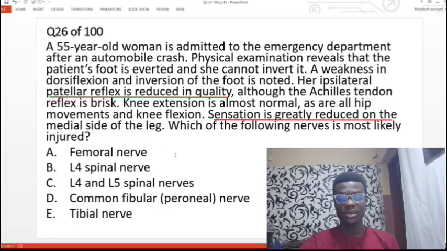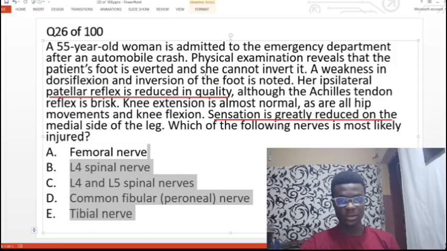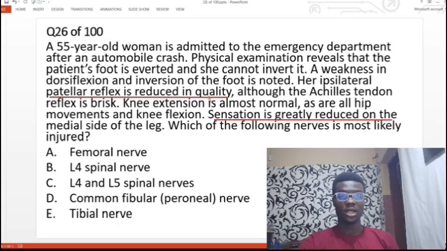Femoral nerve, L4 spinal nerve, L4 and L5 spinal nerves, common fibular or common peroneal nerve, and the tibial nerve. So, which of these nerves is most likely injured?